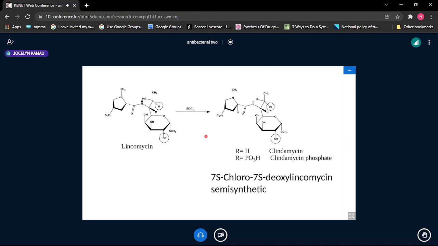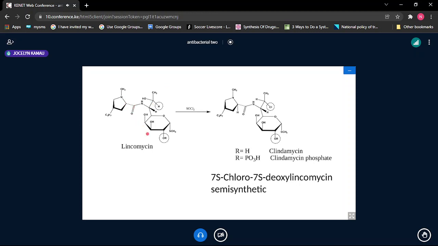This is the structure of lincomycin, and you're going to see it has a unique structure. It has this pyridine ring, substituted with a methyl group and a propyl group at that position, and we will see that those groups are indeed not necessary for activity. It also has an alpha-oriented carboxylic group. This was a carboxylic group before it forms the amide bond with the sugar. So it has that alpha-oriented carboxylic group.